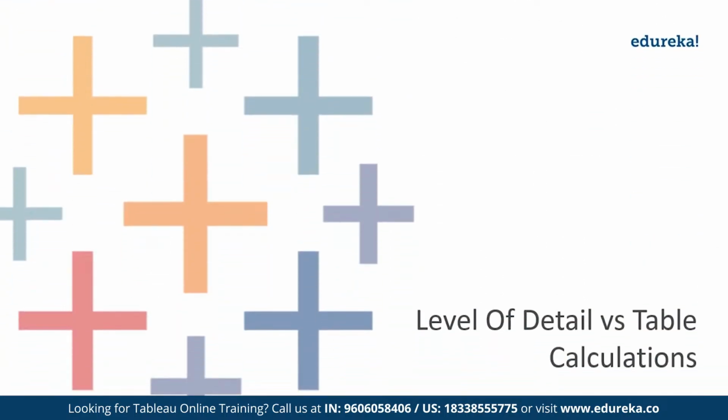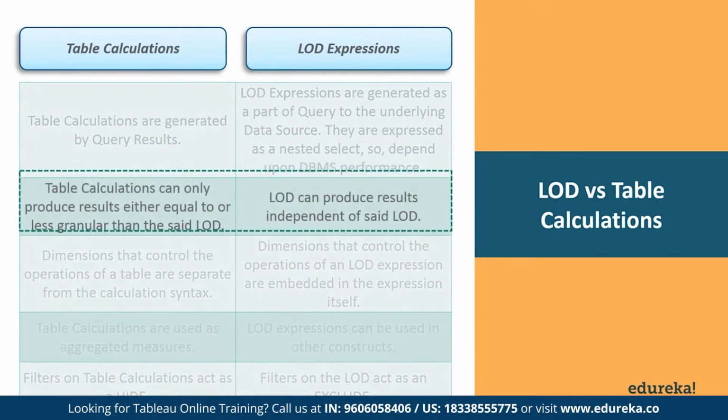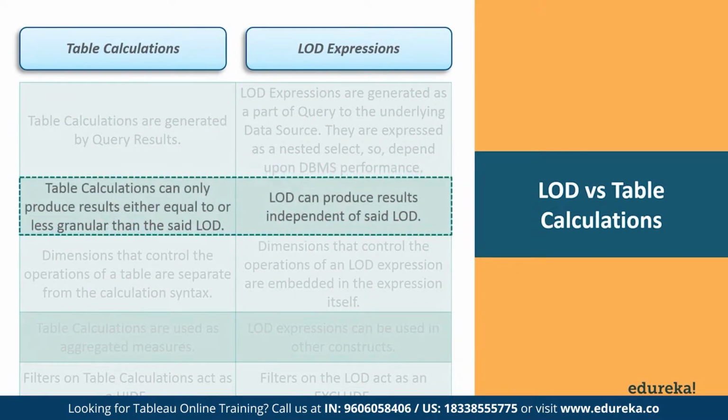This is a very common question of how the level of detail compares to the table calculation. And now that we have level of detail, do we actually need table calculations? The answer is yes, you will still be needing table calculations, but the LOD is here to take care of a lot of other things. Now, first of all, table calculations are generated by query results, whereas the LOD expressions are generated as a part of query to the underlying data source. The table calculations can produce results either equal to or less granular than the LOD.